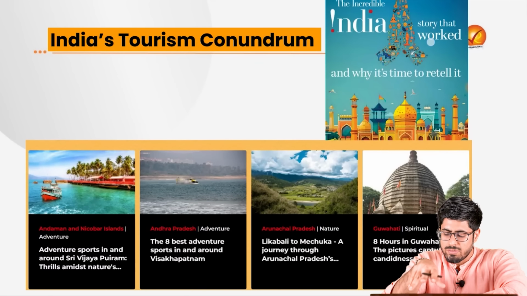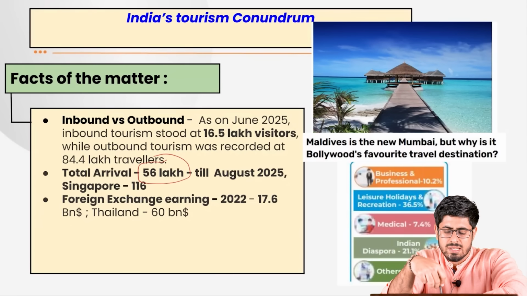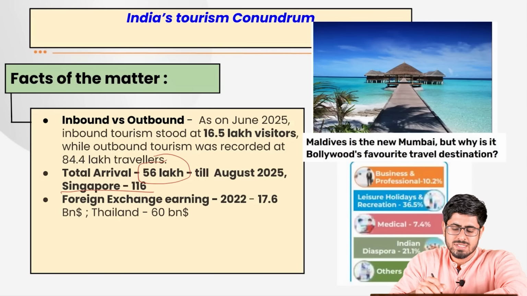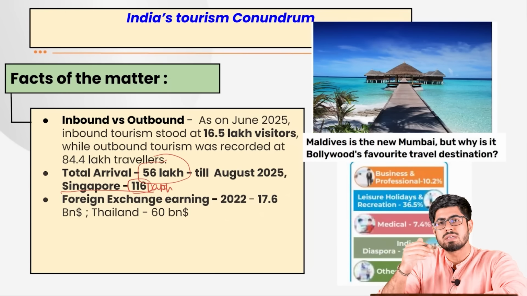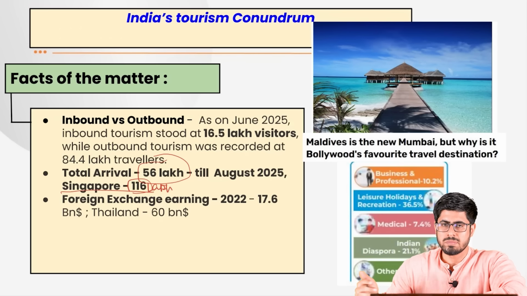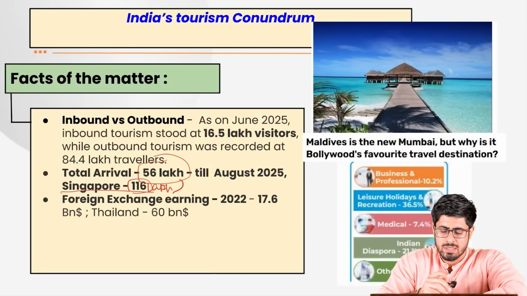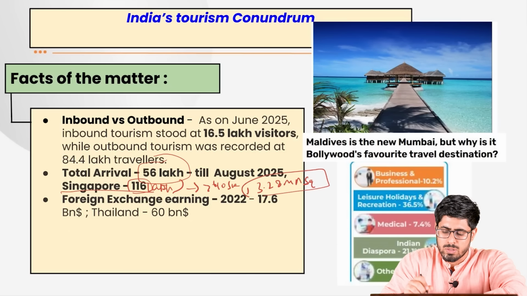Despite all of this, we have a conundrum because it does not reflect in the numbers. We only invited 56 lakh foreign visitors. Only 56 lakh foreign visitors visited India till August 2025. If we compare that number to Singapore, which is just half the size of Delhi, they expected 116 lakh foreign tourists visiting them. It is twice that number in a country which is very minuscule compared to the size of India. The whole area of Singapore is barely 740 square kilometers. India is 3.28 million square kilometers in total area.